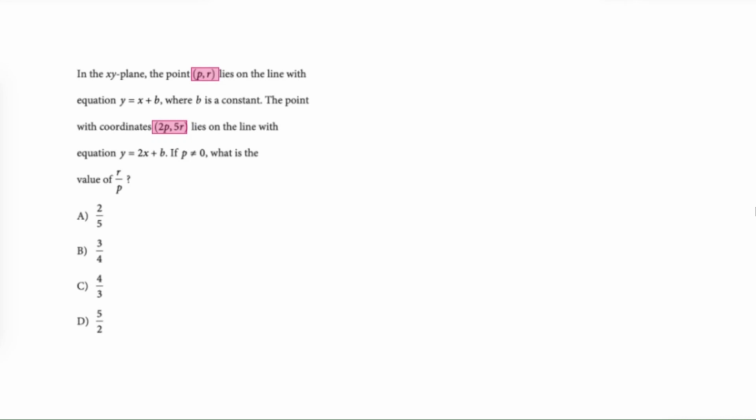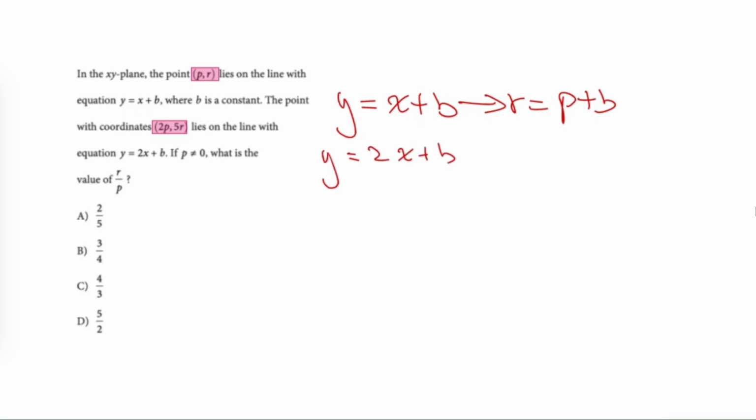For example, if p equals 4 and r equals 6, then that's the same thing as an x coordinate of 4 and y coordinate of 6. Plug the p and r points in for the x and y values in both the equations. So y equals x plus b becomes r equals p plus b. Now taking the second equation, y equals 2x plus b becomes 5r equals 2 times 2p plus b. So this will simplify to 5r equals 4p plus b.